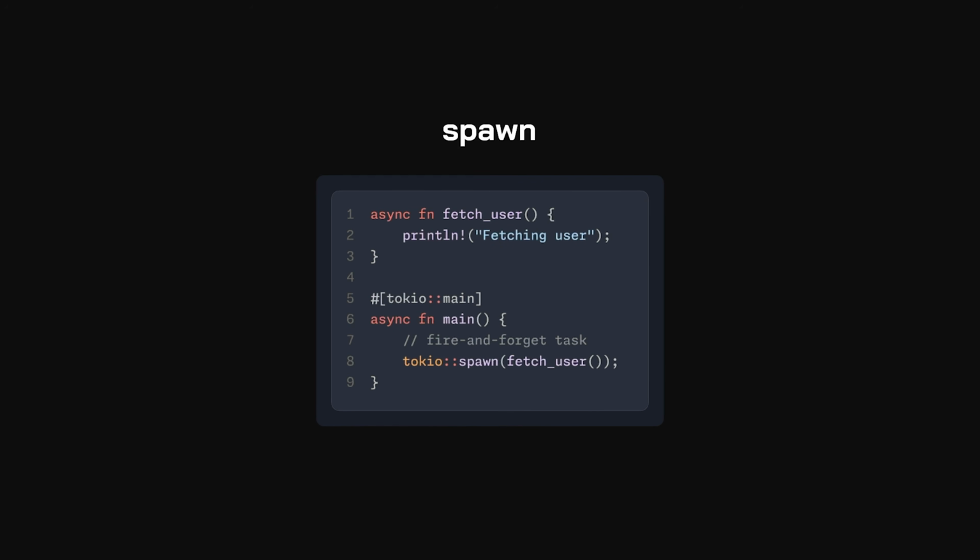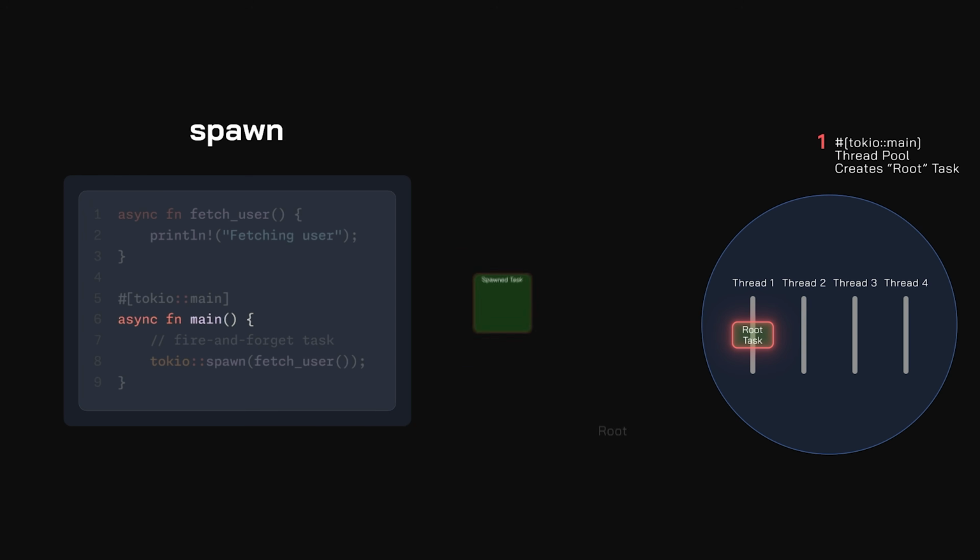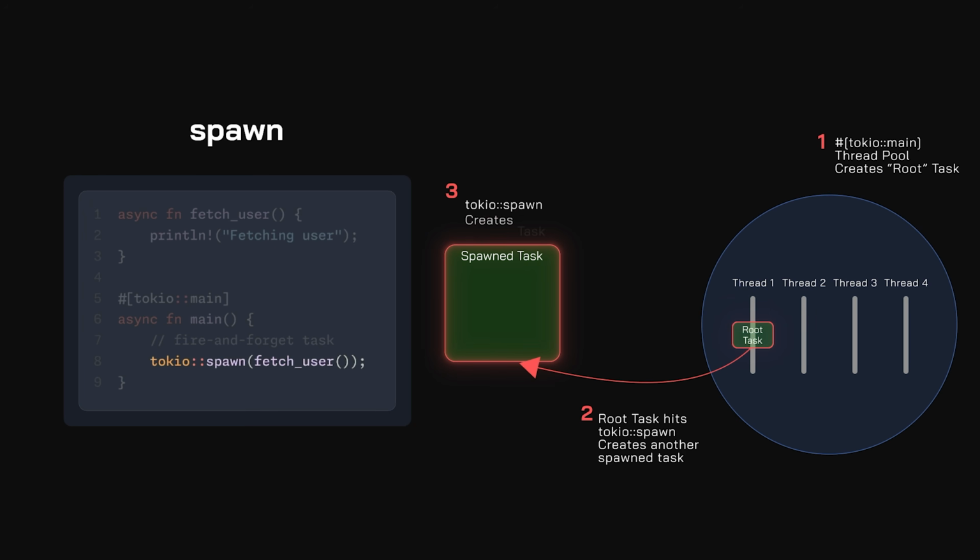Now let's compare this to the Tokio spawn side for a second. We have the same initial step as last time. Tokio main creates a thread pool, and the root task starts running immediately. Here, the root task starts on thread 1. However, this time, the root task hits Tokio spawn, which creates and schedules an entirely new task. Notice that fetchUser is not run on the root task. It's now being driven by the newly spawned task.